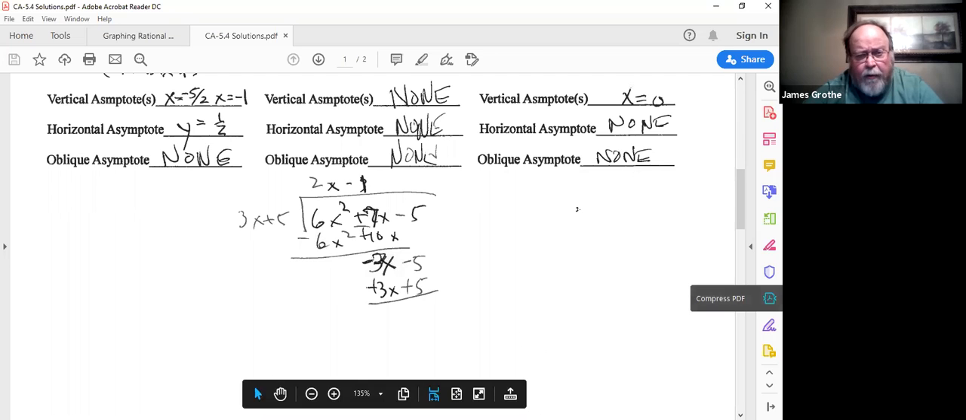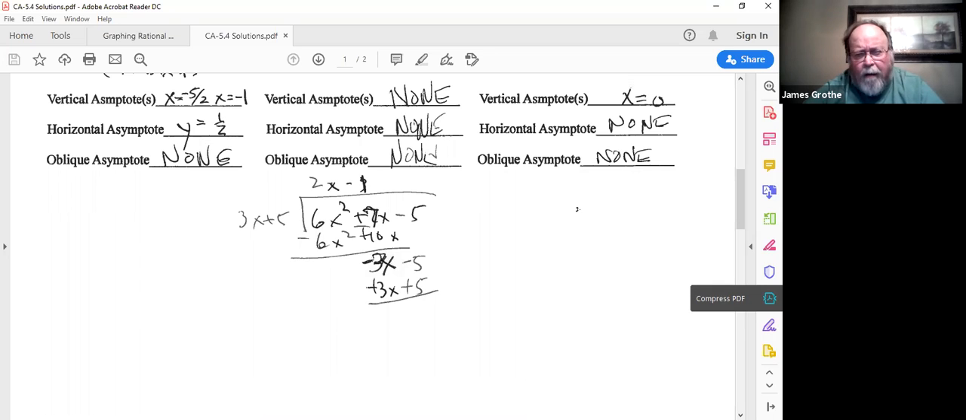In the next section, we're going to be putting a lot of this to work as we actually sketch the graphs of rational functions. So a lot of this will be coming back again in the next section.